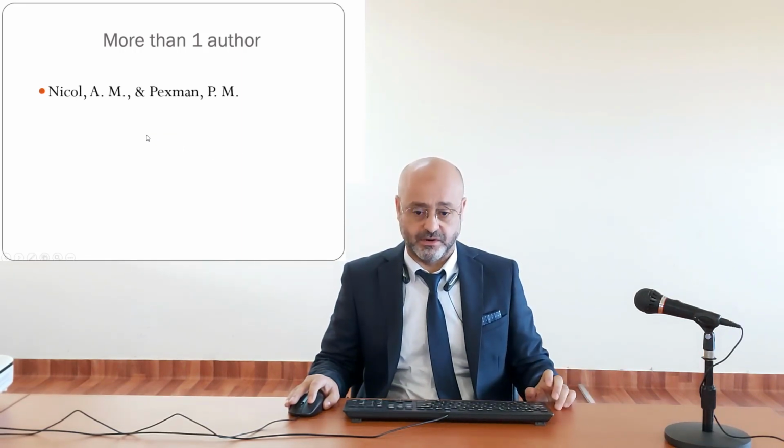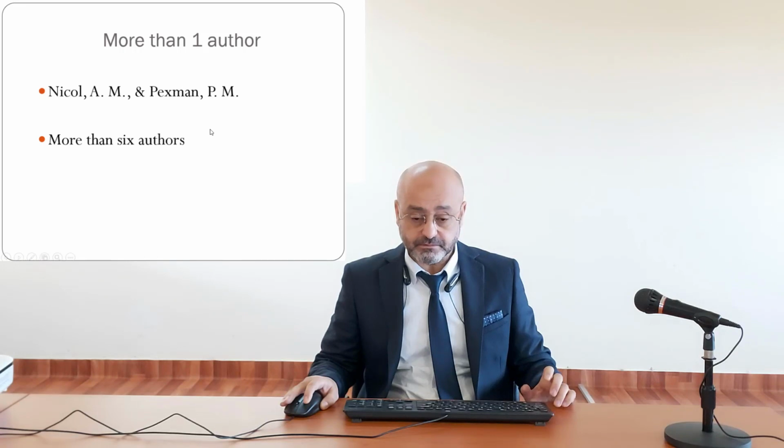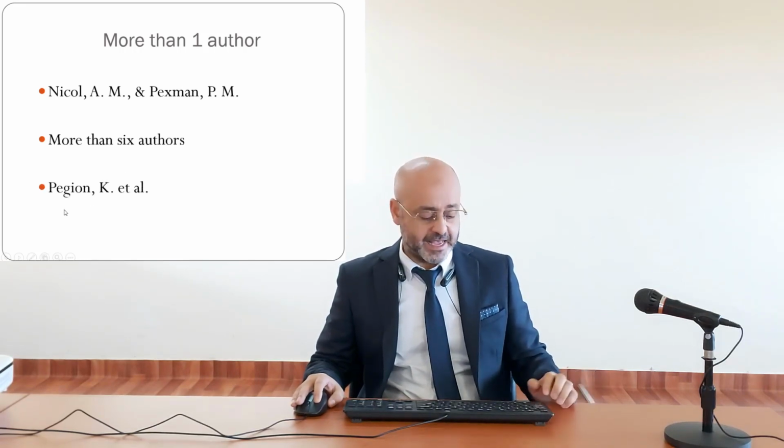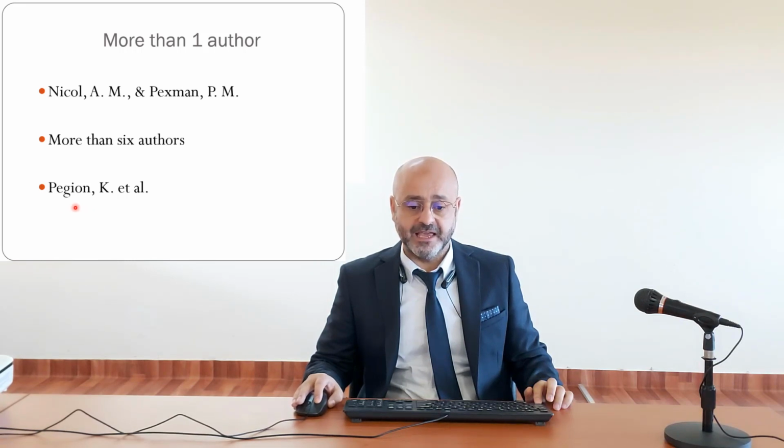Now, in the case where you have a reference written by more than one author, you start with the family name of the first author, comma, initials of both first name and middle name, followed by full stops, a comma, and an ampersand. Then in the same order, you have the family name of the second author, comma, and then the initials of both first name and middle name, followed by a full stop. In the case where you have a reference with more than six authors, it is stated as follows. You have the family name of the first author, comma, and then the initial, here K, of his first name, followed by et al., which means and others.